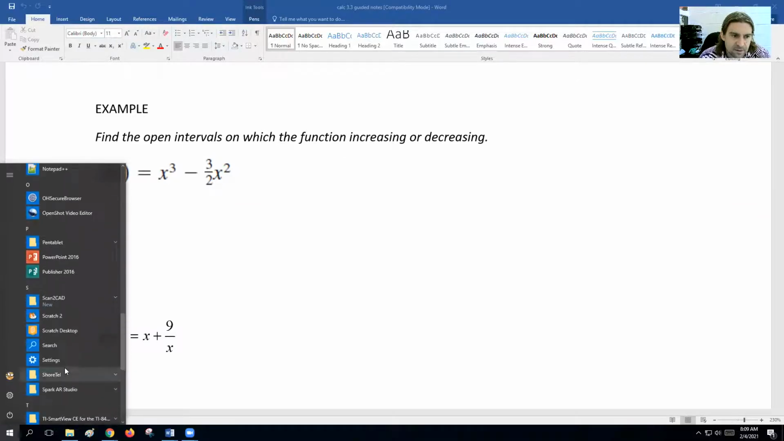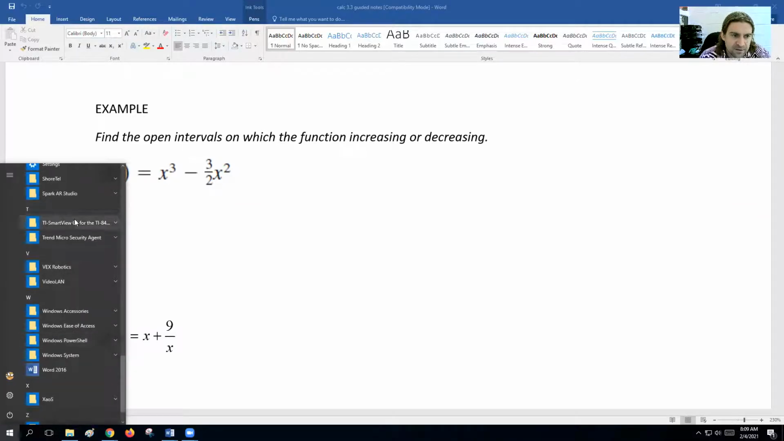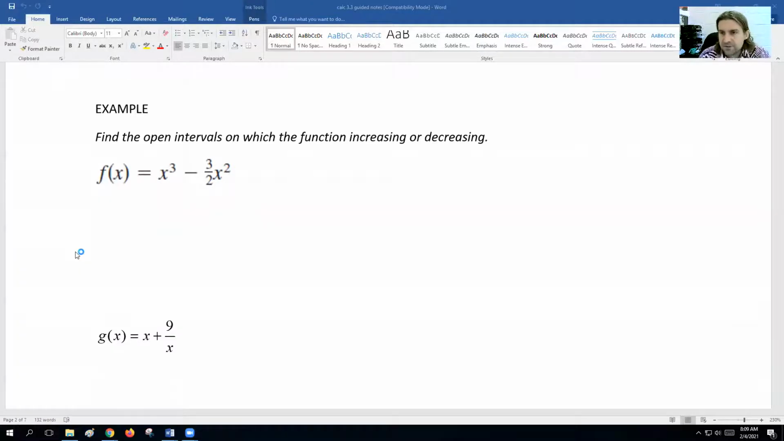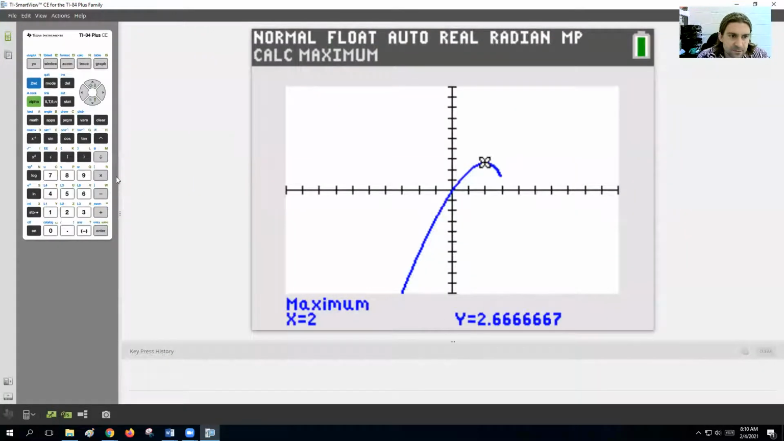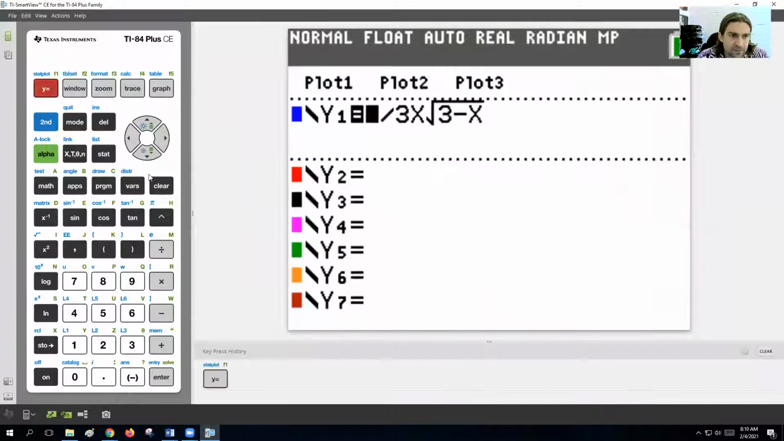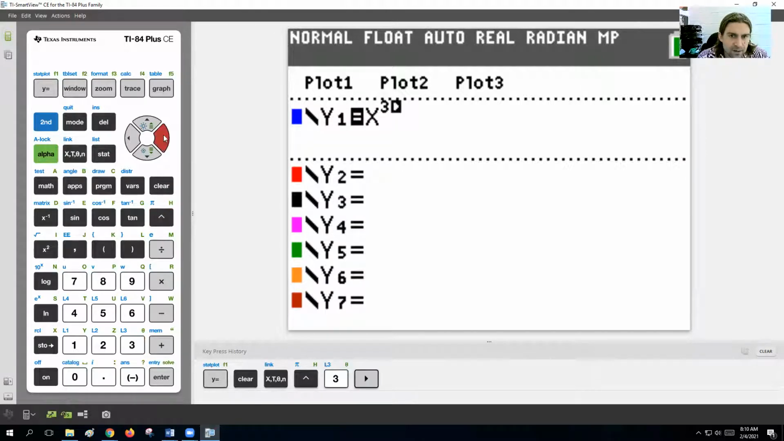So let me pull up the graphing calculator. It's the first time I'm doing this today, so it's going to take forever. So let me pause the video while this loads up. All right, so we got a graphing calculator here. Let's double check this. We got y equals x cubed minus 3 over 2 x squared. I think that's what it was.